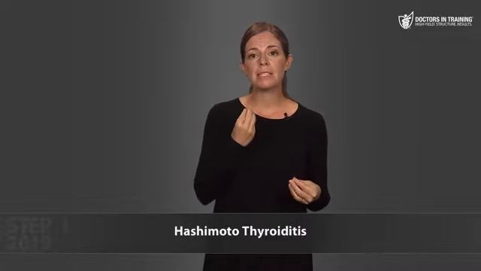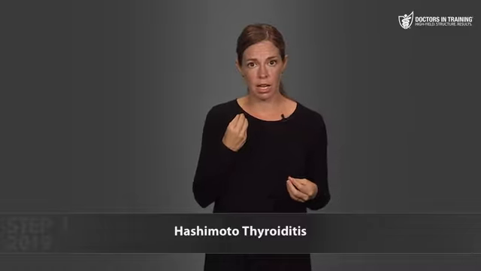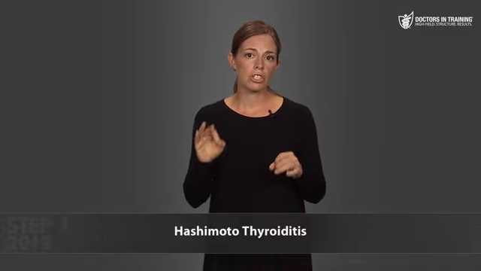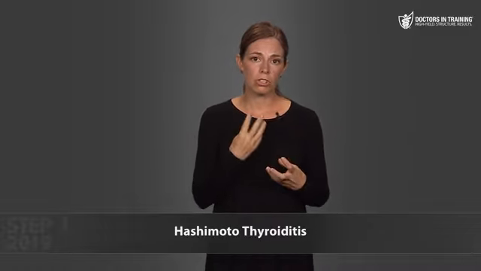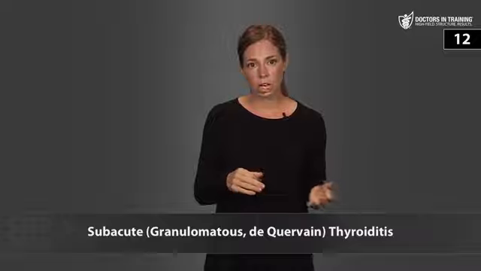Also, patients with Hashimoto's would be at an increased risk of a B-cell lymphoma of the thyroid gland. So if you see a question about a Hashimoto's patient with a rapidly enlarging thyroid mass, then think about a B-cell lymphoma. All right, next I'm going to cover subacute thyroiditis.